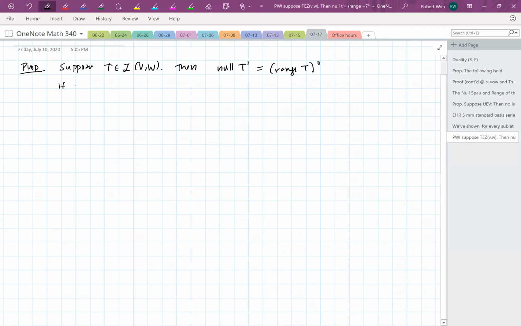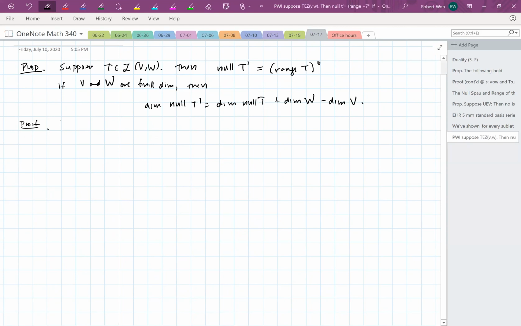And if V and W are finite dimensional, then the dimension of the null space of the dual map is the dimension of the null space of T plus the dimension of W minus the dimension of V. Okay, so this part of the proof is just going to be an application of the rank nullity theorem and the previous result. But let's prove that the null space of the dual is the annihilator of the range.